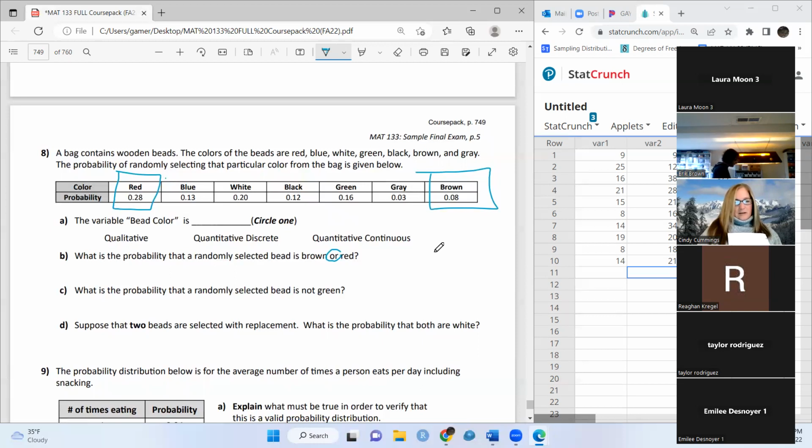Okay. So I got 0.36. Is that just the answer? Would I just leave it like that or change it to 36%? Either way.